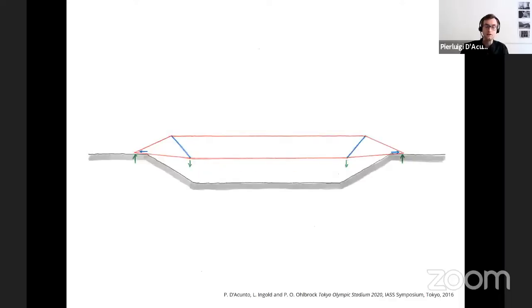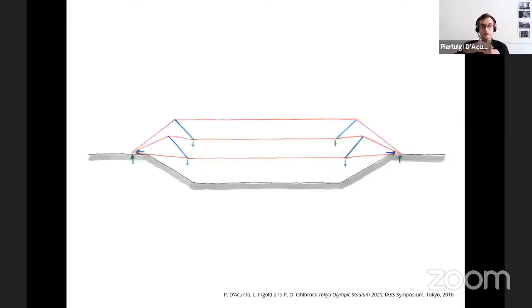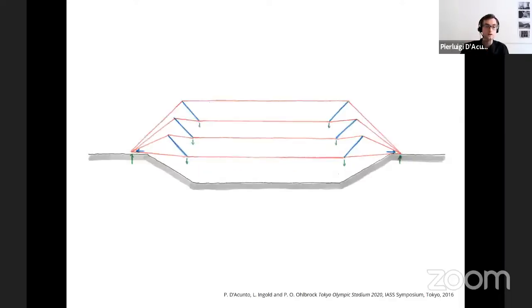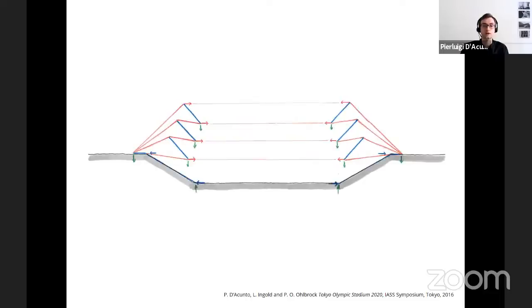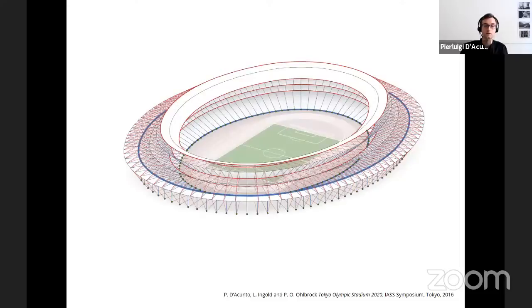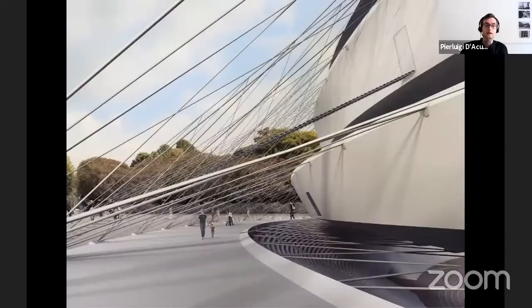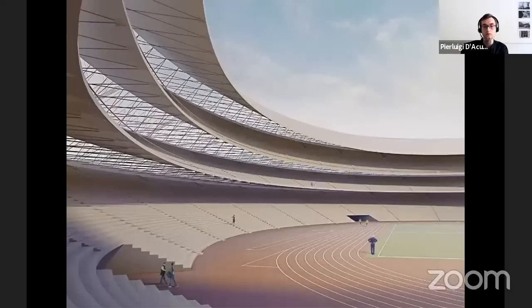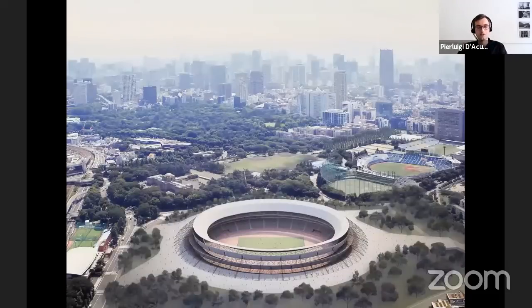Then repeating the same operation and stacking on top of each other the different stands of the stadium, it is possible to generate the final design of the stadium, as we did, again, using form and forces at the same time to control and to try to minimize the amount of material. This is a 3D model, and these are some impressions of the project from the outside and also from the inside. So this to conclude my presentation.